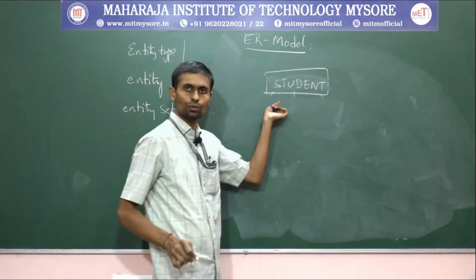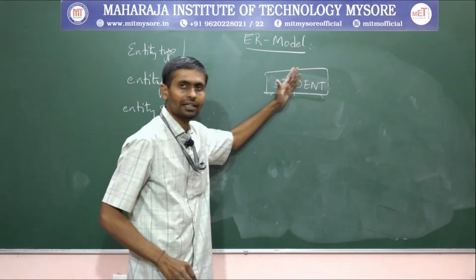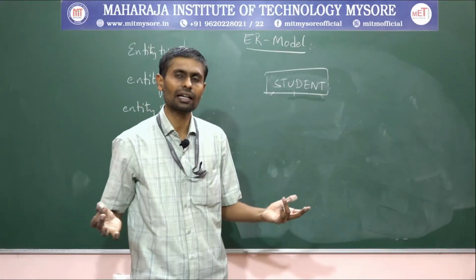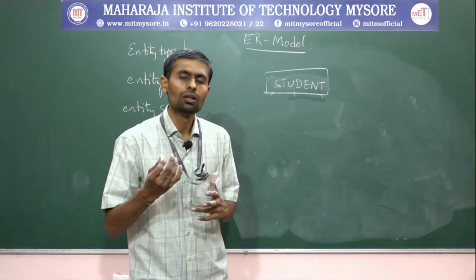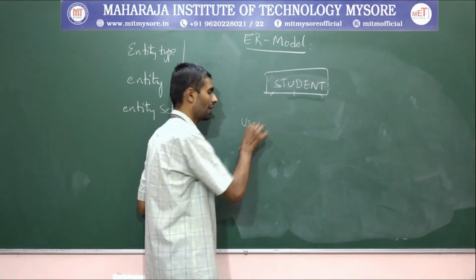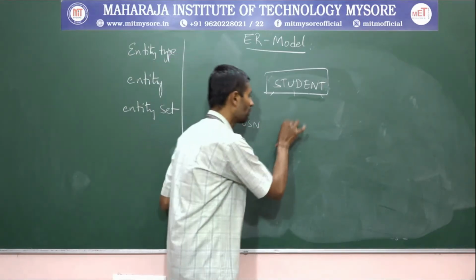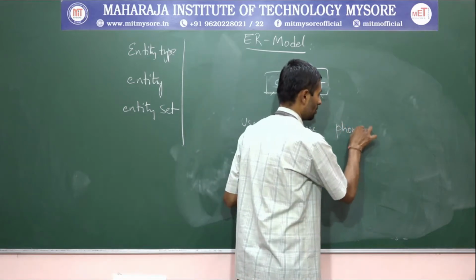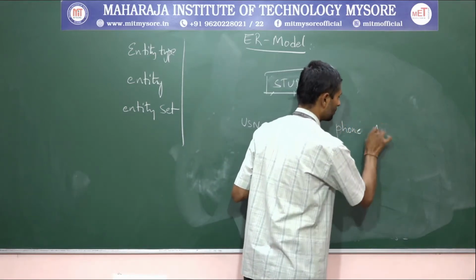I am having a student kind of entity type, and how can we describe a student? What can a student contain, or what information do we want to record with respect to a student? A few of my friends will say, sir, a student has a register number, a USN. Then a student has a name, a phone number, and an address.